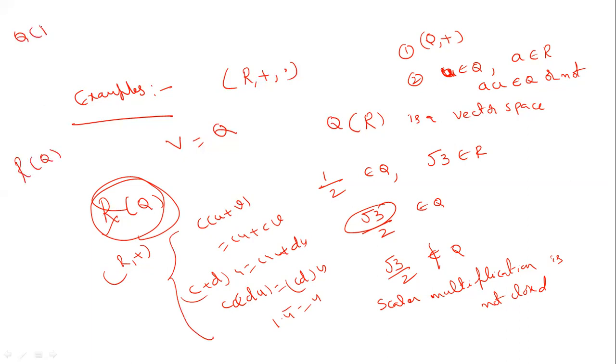But Q over R is not a vector space because the product of rational into real is again real, not a rational number. So scalar multiplication is not closed. So it is not a vector space.